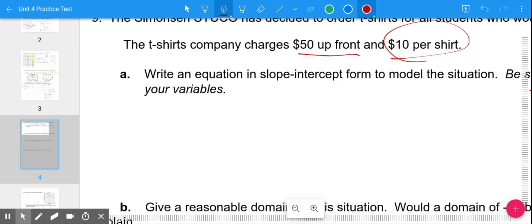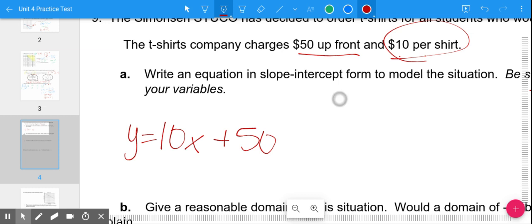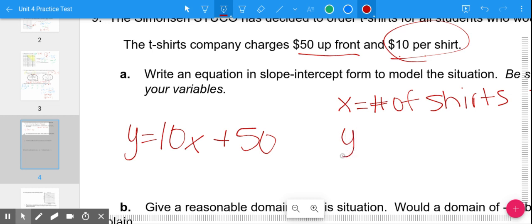So my equation is going to be y equals mx plus b. So it's $10 per shirt. So that is going to be my number with the variable next to it. So that's my slope. And then the 50 is going to be a constant. That's what I'm starting at no matter how many shirts I buy. So your x is your number of shirts because that's going to change each time. And your y is going to be your total cost.